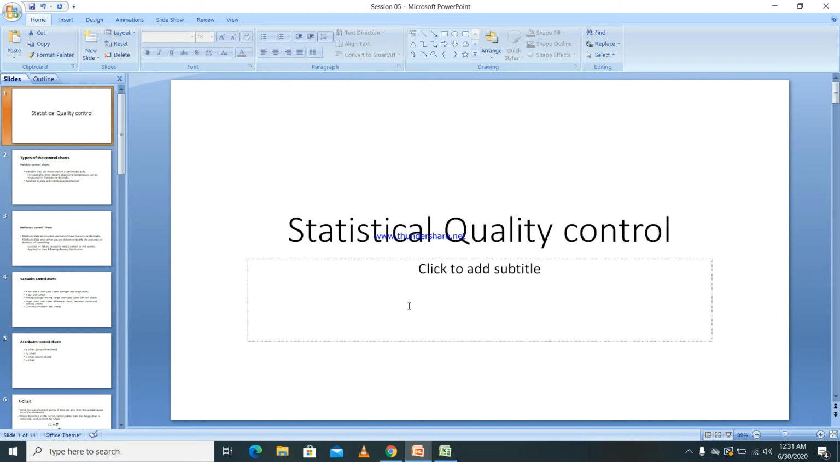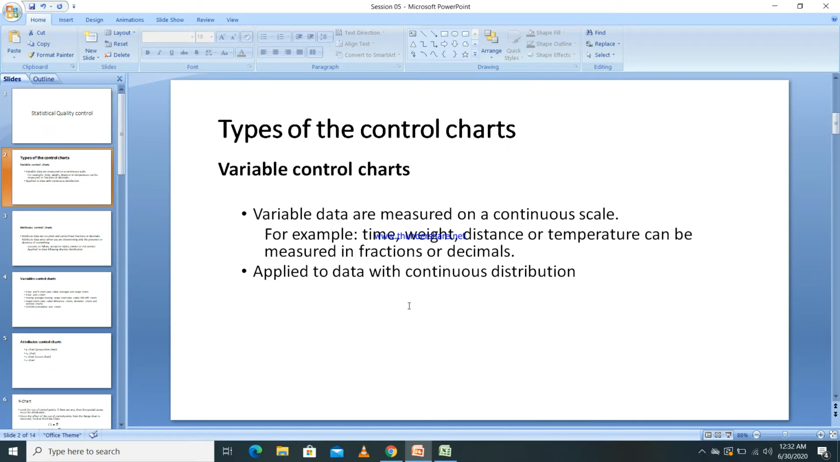In that case, I told you there are two types of statistical quality control charts. So today I'm going to discuss statistical quality control charts further, which were introduced by Shewhart. As I mentioned in my previous lectures, when it comes to control charts, there are two types. You have variable control charts and you have attribute control charts.